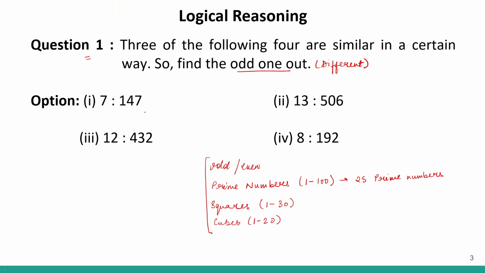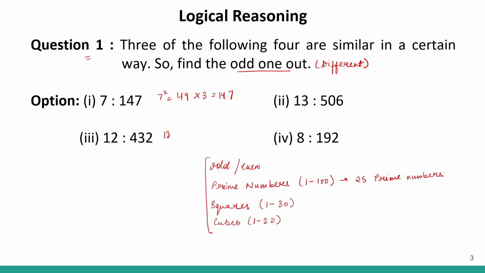Now let us look at option number 1. We have 7 is to 147. If you remember the square of 7, 7 square is 49. And if I multiply 49 by 3, I'll get how much? This will be 27, 2 will be carried, 4 into 3, 12, plus 2, 14. So I'll get 147.